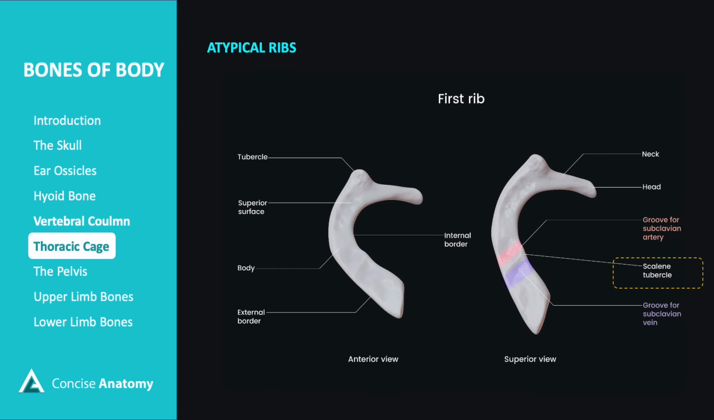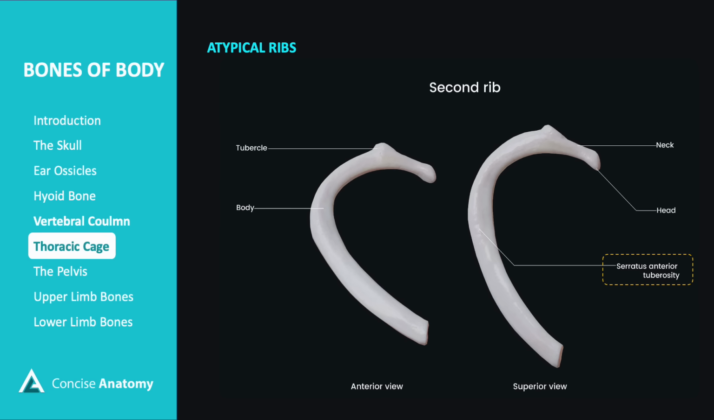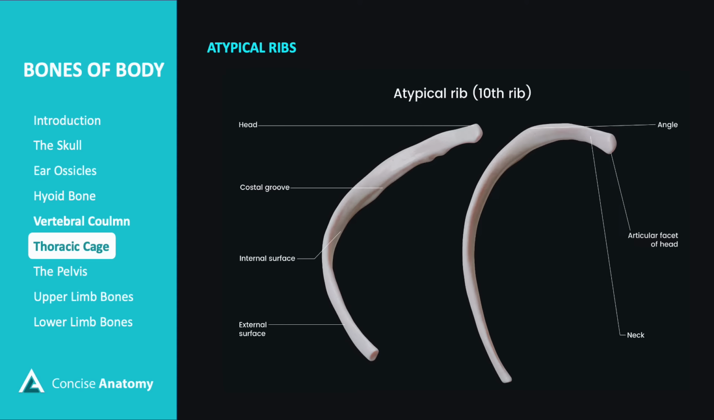The first rib is short, flat, and broad, with a single facet on its head for articulation with the T1 vertebra. It has a prominent tubercle for the attachment of the scalene muscles and is oriented horizontally, making it unique compared to other ribs. The second rib is thinner and longer than the first, with a tuberosity for the attachment of the serratus anterior muscle. The 10th rib has a single facet on its head for articulation with the T10 vertebra.